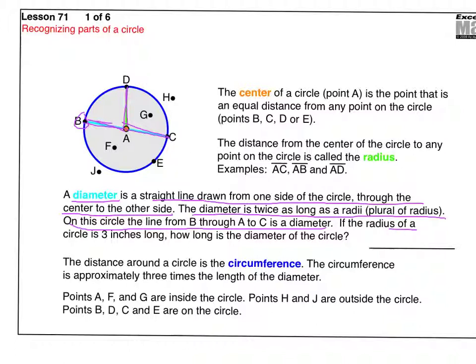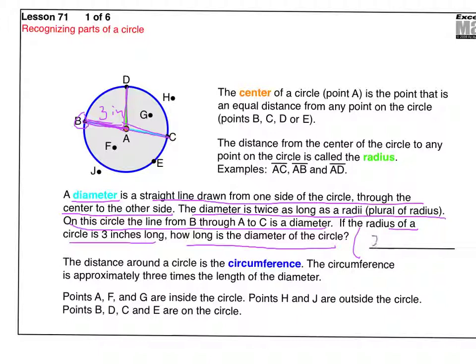If the radius of a circle is 3 inches long, how long is the diameter of the circle? So we're saying if from B to A is 3 inches, that's called a radius. How long would the diameter of that same circle be? Pause the video, show your work too of how you get the answer, and put the answer right there on the line.